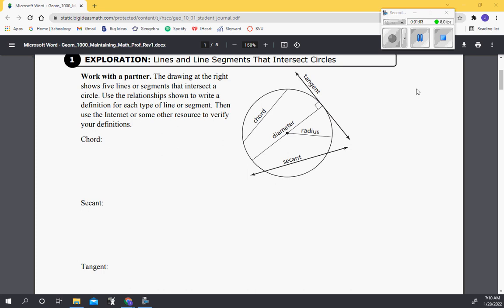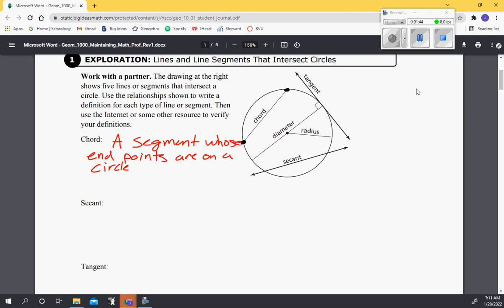Starting off with a chord. A chord in a circle, a line in a circle, is a segment whose endpoints are on the circle, or on a circle. Okay, so for example, this chord has endpoints here and endpoints here.